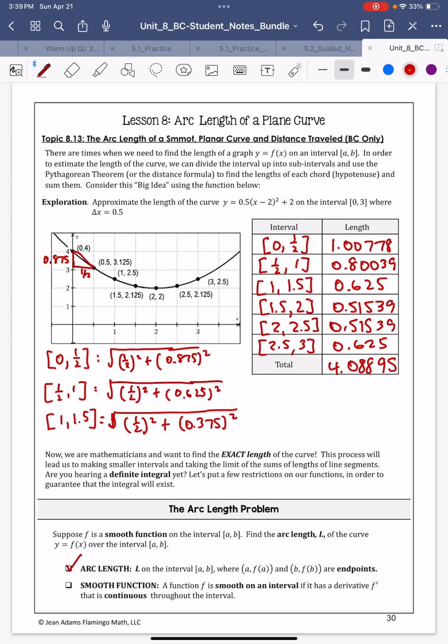So arc length L on the interval a, b, where (a, f of a) and (b, f of b) are endpoints. And then we need that smooth function. A function f is smooth on that interval if it has a derivative f prime that is continuous throughout the interval. So you can imagine that we are going to be summing up all of these little chords, or hypotenuses. When we use an integral to sum them, it takes the limit to infinity. The little triangles get smaller and smaller, so there is less error the more triangles we use. So it gives us the exact value.